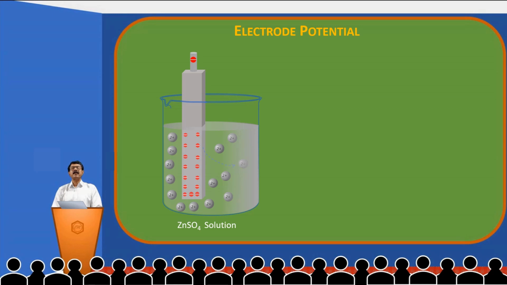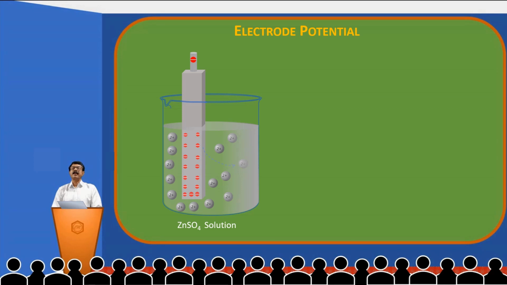Initially, before placing the zinc electrode, the number of positive ions and number of negative ions are the same in the solution. Since more zinc ions dissolve into the solution, there is an accumulation of positive charge. Similarly, zinc atoms are removed as zinc ions, so there is an increased negative charge on the zinc rod.